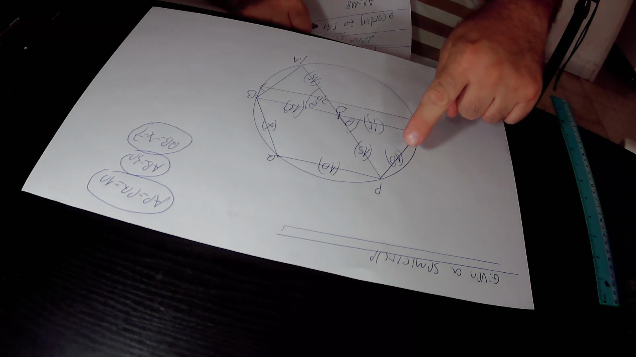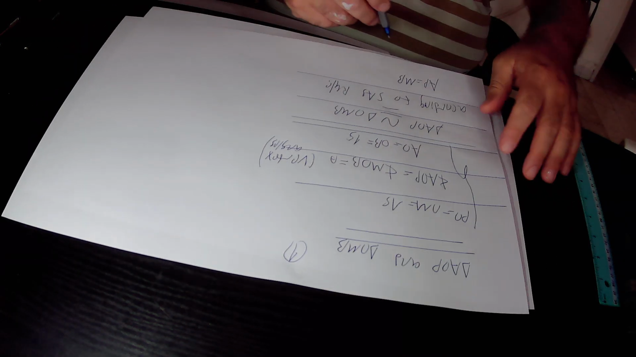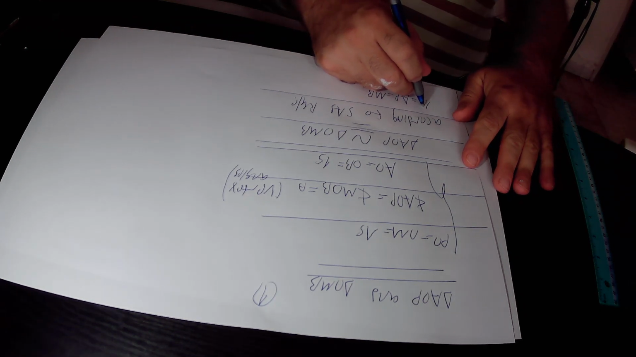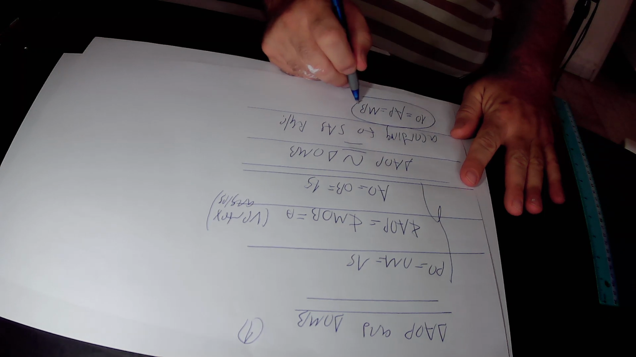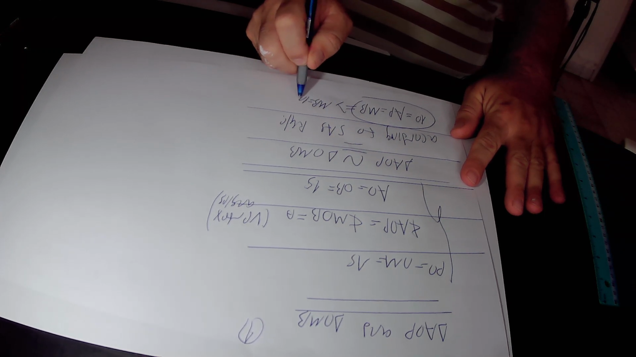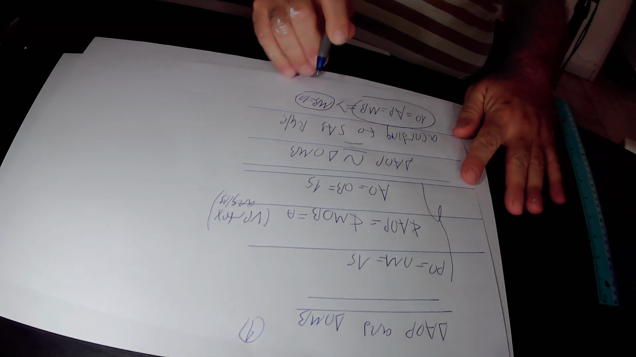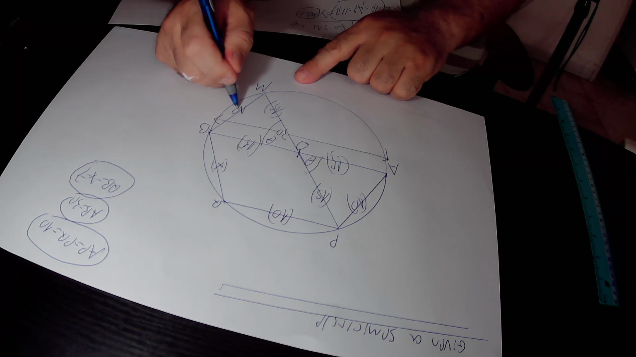But AP equals 10 units in length according to what is given in the question. So we can write here that AP equals 10, and from this equation, 10 equals AP equals MB, we will derive that MB also equals 10 units in length. This is side MB that equals 10 units in length.